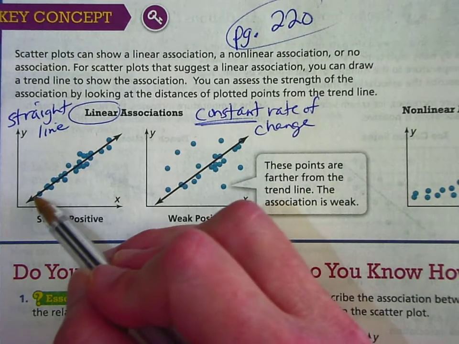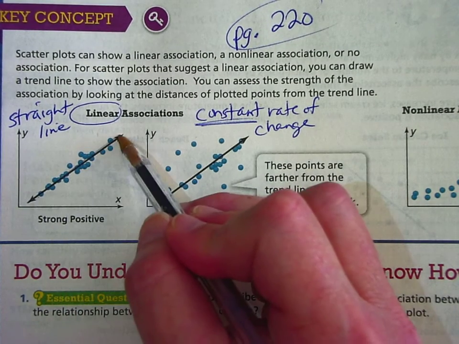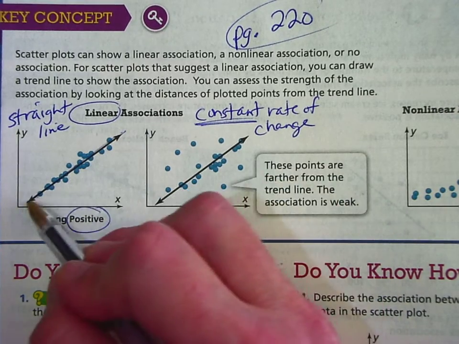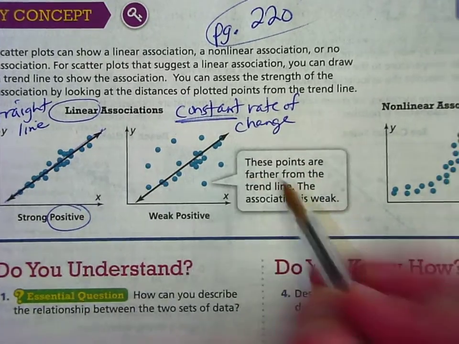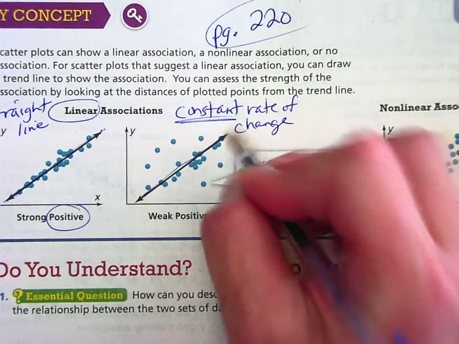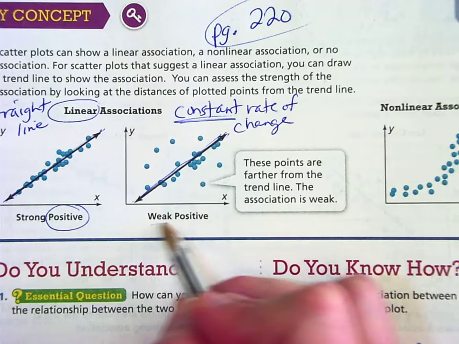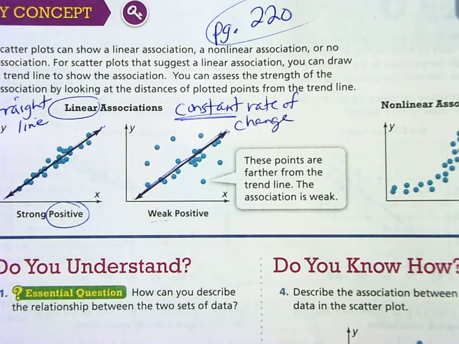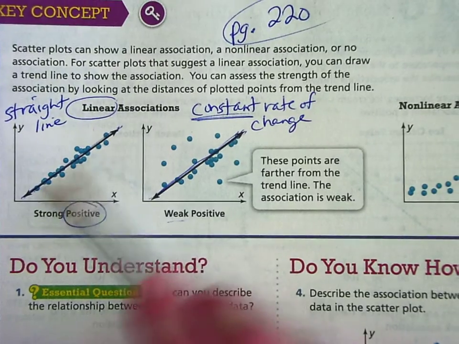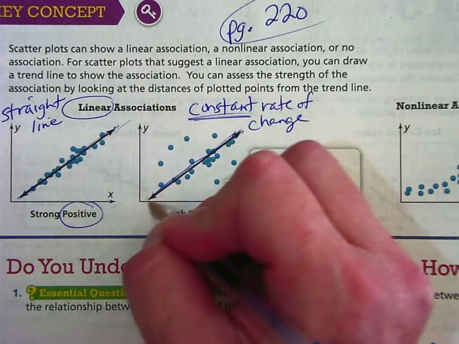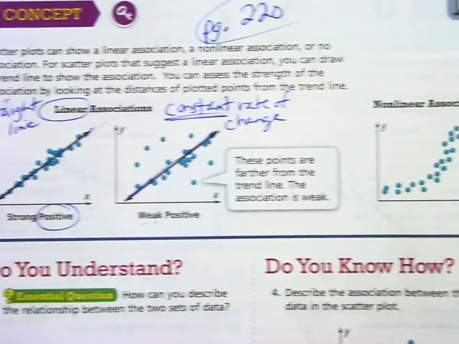Okay, so this data is going up from left to right, so we call that a positive linear association because it's forming a straight line. So this is definitely going up from left to right, and most of this data is going up in a straight line, but we call this more of a weak positive because a lot of the points are not really close to the line. This is a strong positive because these points are close to the line. But basically, we could say both of these are linear. Straight line, they form a straight line.